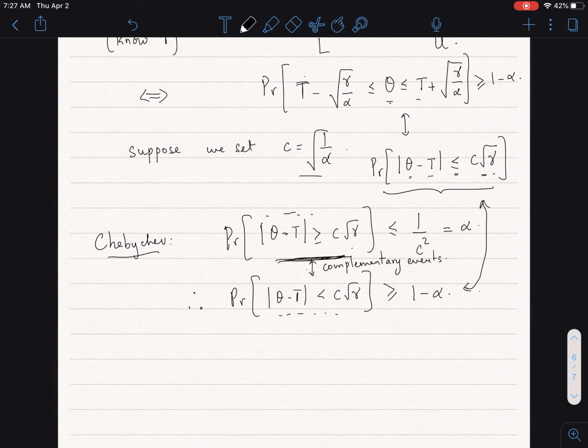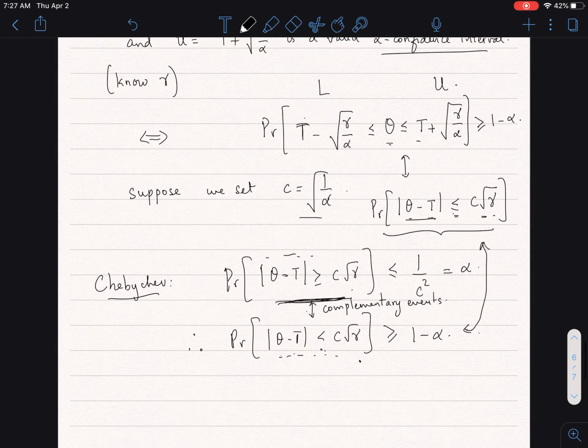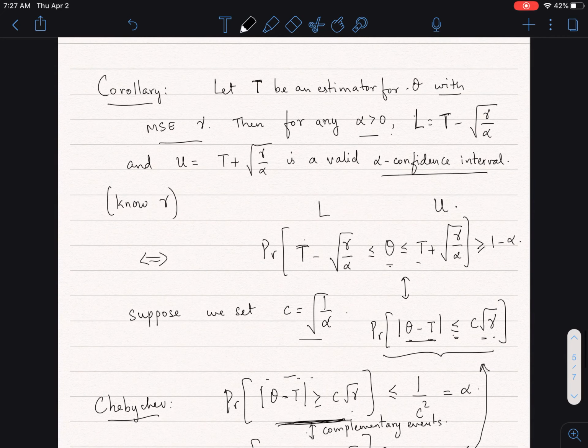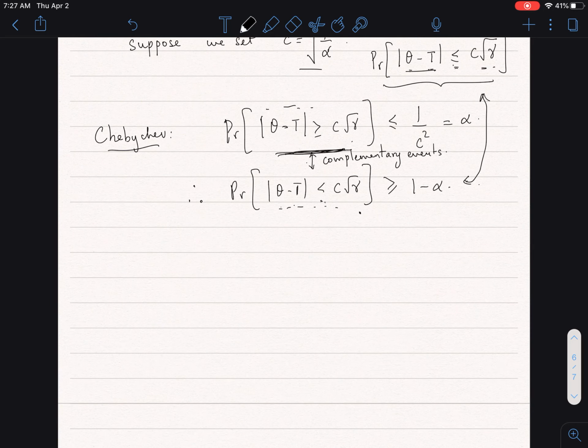There is this mild technicality of less than or equal to versus less than, but note that this is only stronger. If the probability that theta minus T is strictly less than C root gamma is large, then the probability that theta minus T is less than or equal to C root gamma is also large. So this is a strictly stronger quantity. This is why, if you have a bound on the mean squared error, you automatically get a confidence interval.